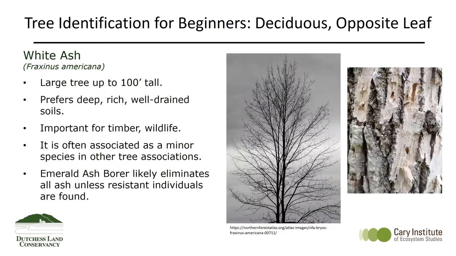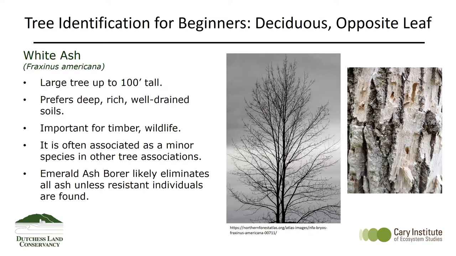Again, this is a tree that is large, up to 100 feet tall. It prefers rich, well-drained soils. It's important for timber, and much recreational equipment like snowshoes and hockey sticks and baseball bats are made from ash. It's valuable for wildlife, for the seeds it produces. Unfortunately, ash is one of those species that's being impacted, as Julie mentioned in the video, by that invasive insect, the emerald ash borer. And so unless we can find resistant individuals, we're likely to see ash decline and perhaps be eliminated from our forests because of that insect.